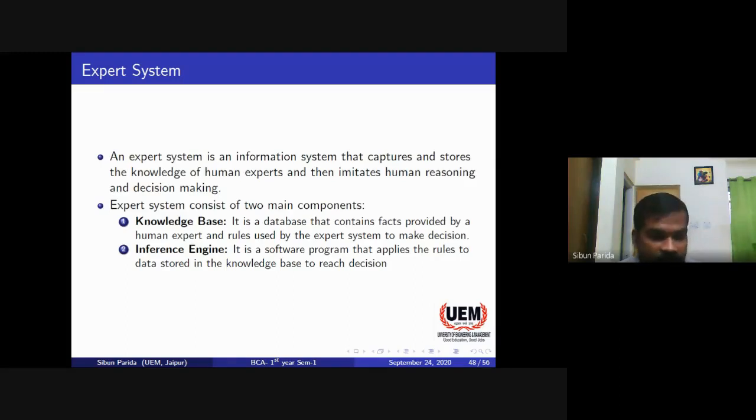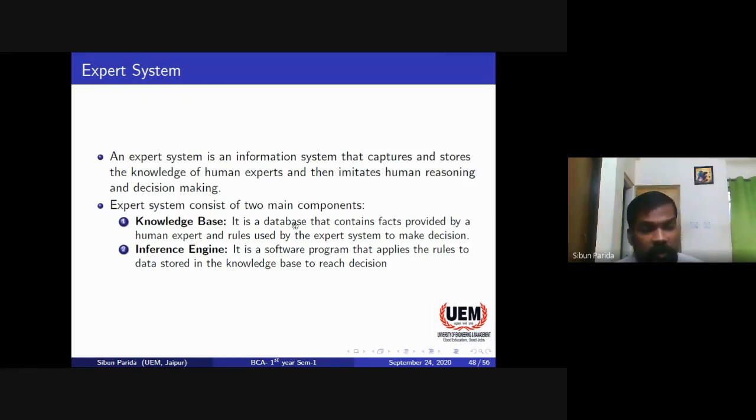Like when we are reading a book, we are reading a story, and from the story we are inferring something. From a story, we are taking some messages, and those messages we are inferring. We are reading a program, and from that program we are inferring some meaning. So in the case of an expert system, the inference engine is a software program that applies the rules to the data stored in the knowledge base.